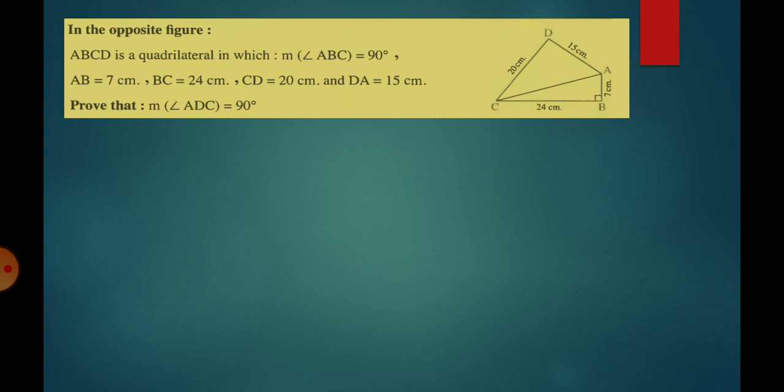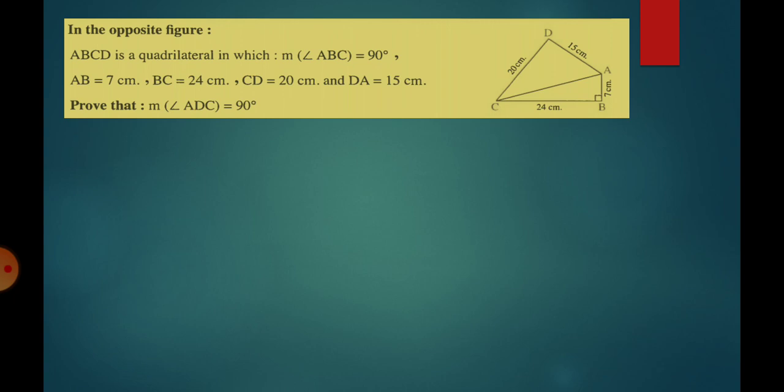In the triangle ADC, to prove that this triangle is a right-angled triangle, we must know the lengths of the three sides. Here we know the length of AD and the length of CD, but we don't know the length of AC. Look at the triangle ABC. ABC is a right-angled triangle at B. We know the length of AB and the length of BC, then we can find the length of AC. Here AC is the hypotenuse.